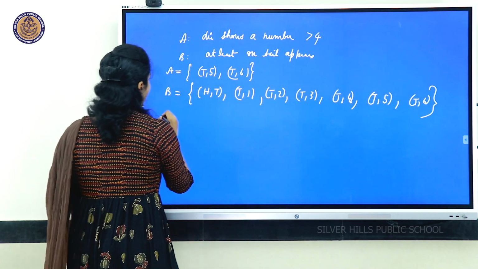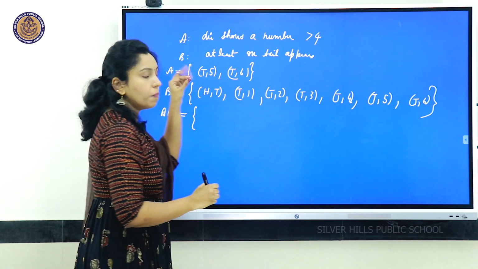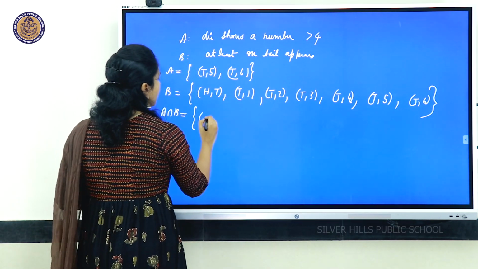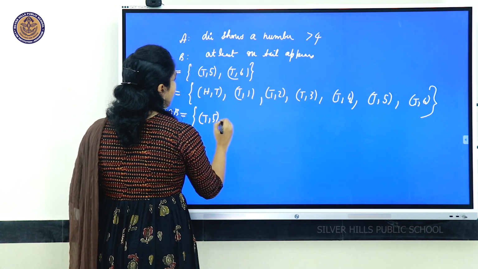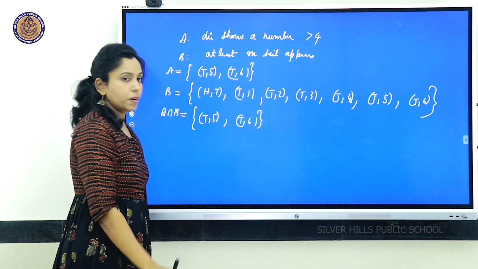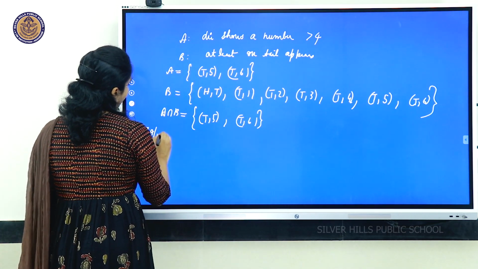Now let us find A intersection B. So what is A intersection B? The elements common in both. So what are the elements common to both? It is T5 and T6. These are the elements common. Now let us find P of A given B.